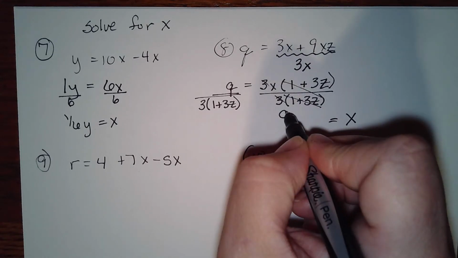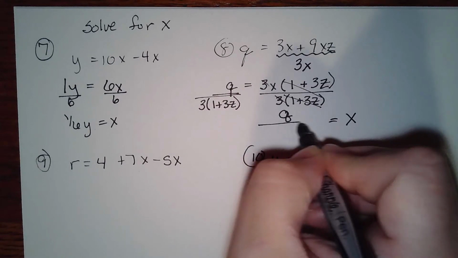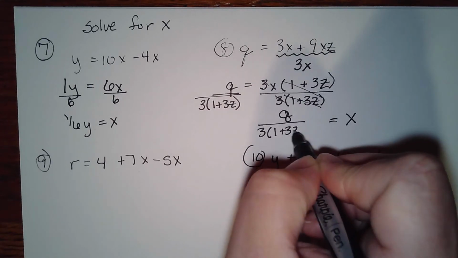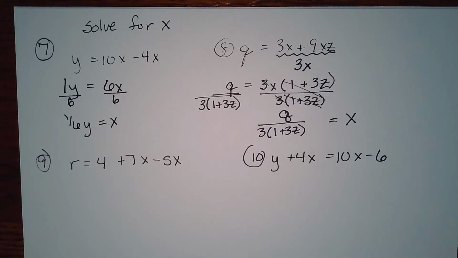So you have q over 3 parentheses 1 plus 3z. Yeah, that was a little complicated, I'm not going to lie. Let's look at a few others because you're going to see this again and again as a theme, so we might as well keep on plugging as we go through.